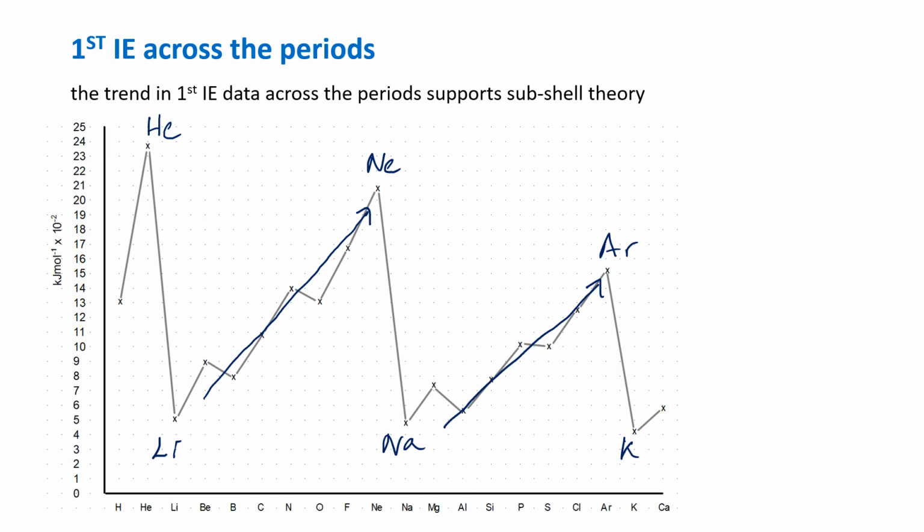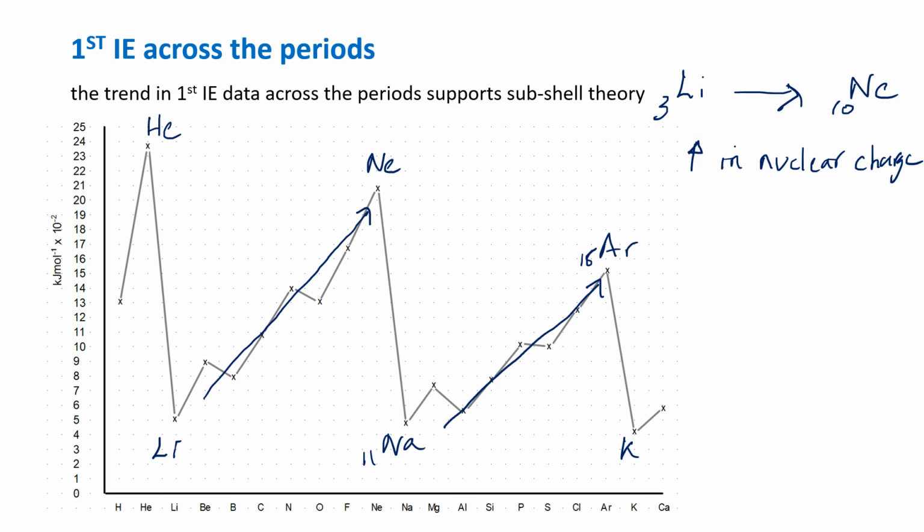Okay, so going lithium to neon, lithium's got an atomic number of 3, neon an atomic number of 10. So we've got an increase in the numbers of protons and therefore in the nuclear charge. And that of course is true for sodium, which has 11, and argon 18 protons.